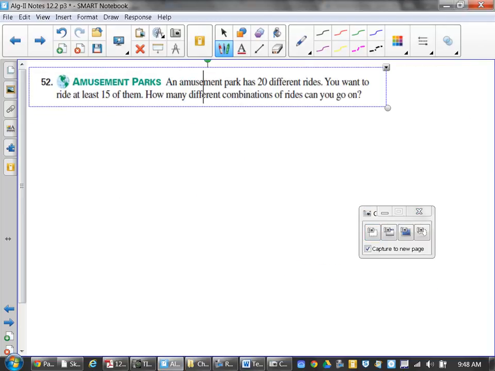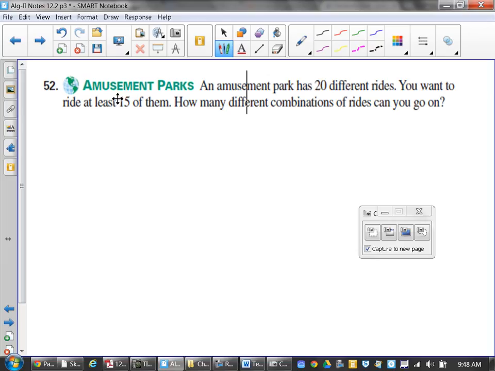You are going to go to Great America, and they have 20 different rides. You want to ride on at least 15 of them. How many different combinations can you go on? It's a big number. So what's the fewest amount of roller coasters you're going to go on? 15. So how many of them do you have to choose from? 20 choose 15. 20 choose 16. 20 choose 17.